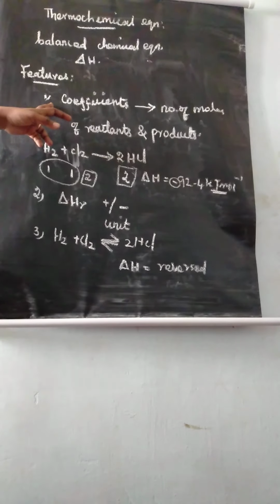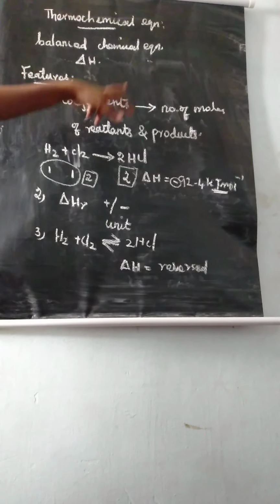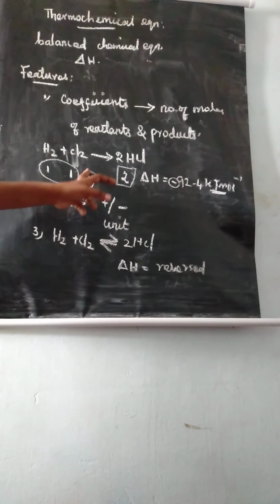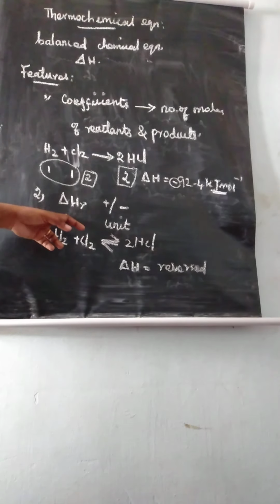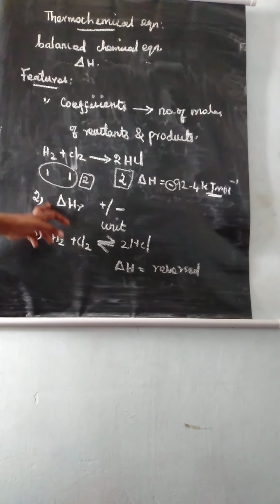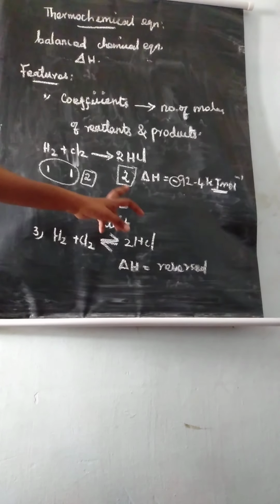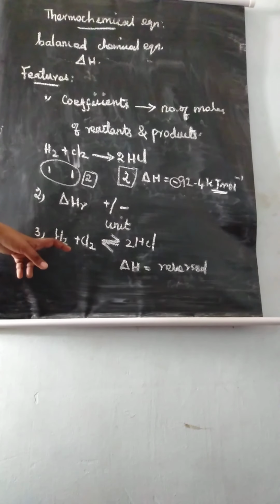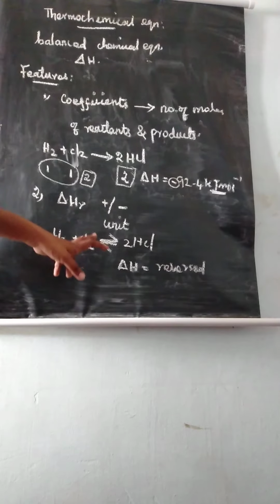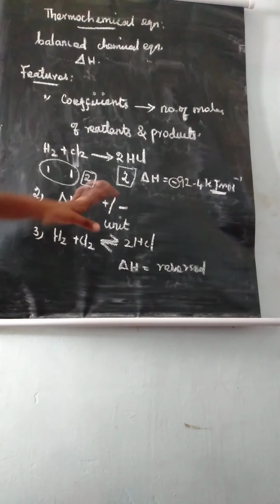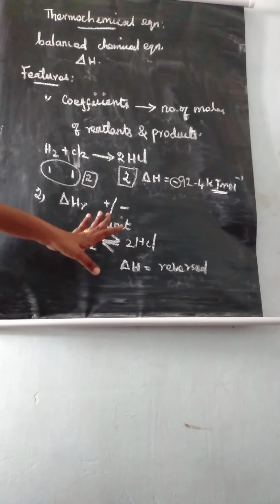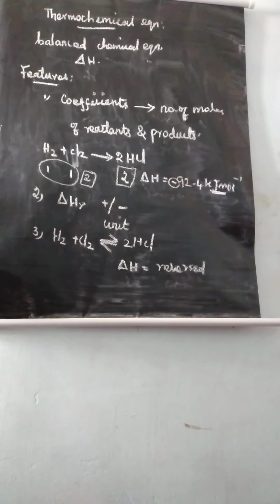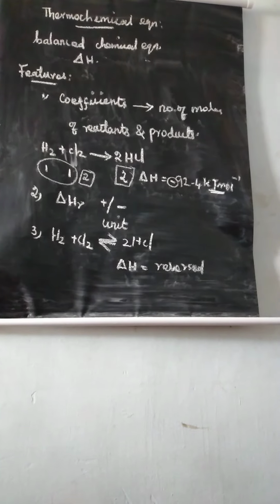So to recap, the first point: the coefficients of a balanced equation refer to the number of moles of reactants and products. Second point, the enthalpy change of a reaction has to be specified with appropriate sign and unit. Then third point, when the chemical reaction is reversed, this enthalpy change, delta H, is also reversed. Understand? Understand everyone? Okay, listen.